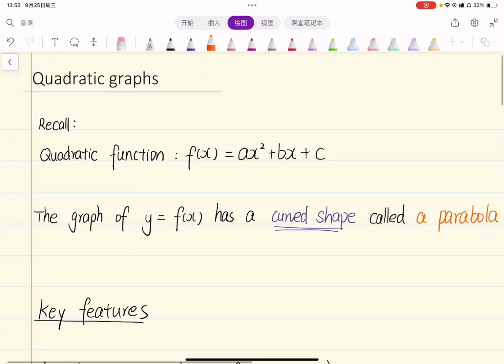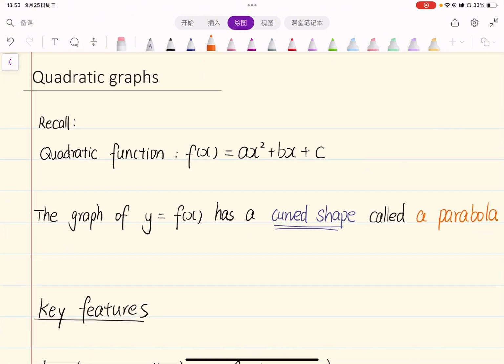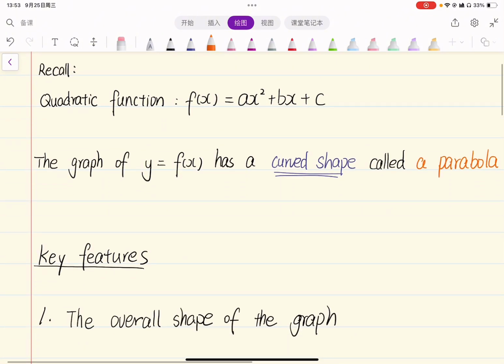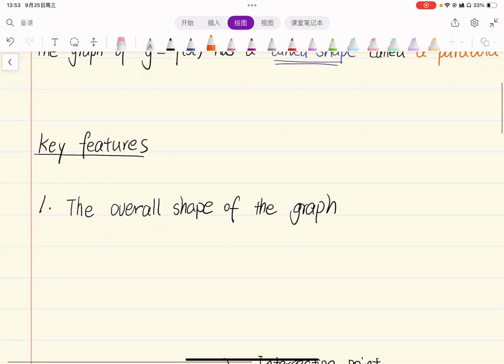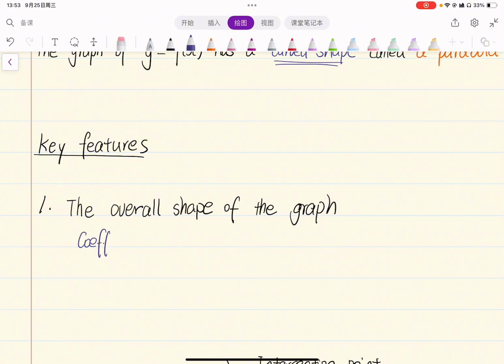When we want to sketch the quadratic graph from the function, we can determine the shape of the graph by some key features. Now let's focus on the key features. The first one, we need to determine the overall shape of the graph. What do we need to look at to determine it? That is the coefficient of x squared, that is a.